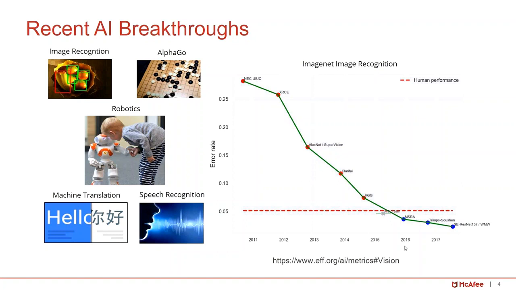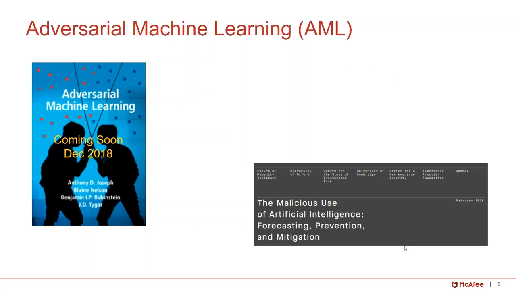So with all this technology involved, we also need to look into the vulnerability of this technology in an adversary setting. That's what adversary machine learning is about. In the research area, adversary machine learning is to ensure the safe adoption of machine learning and artificial intelligence in adversary settings. The book Adversary Machine Learning was published by UC Berkeley last year, and OpenAI has a position paper on the malicious use of artificial intelligence, specifically discussing the forecasting, prevention, and mitigation of malicious use of AI.